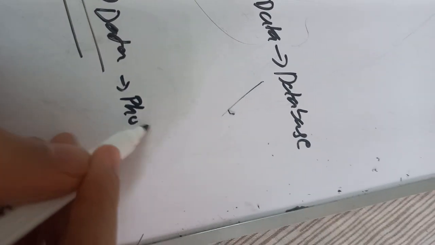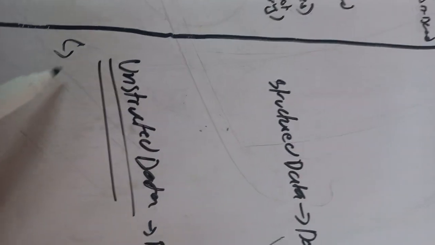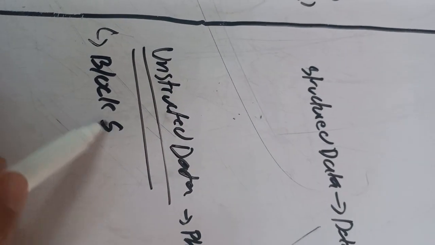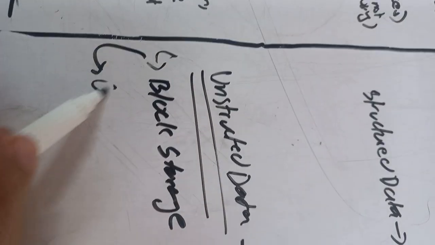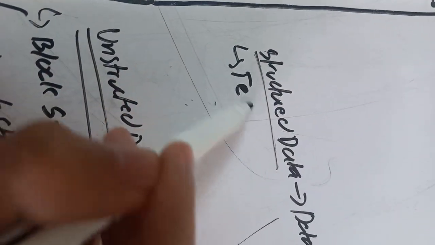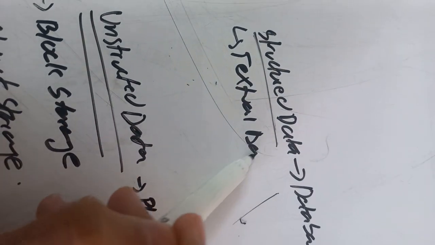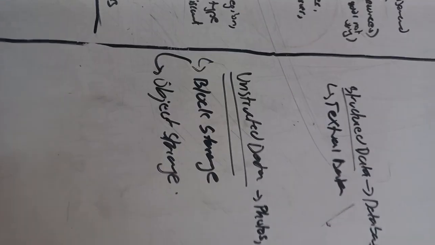But for unstructured data, for example your photos, your videos and all sorts of things like that, we are going to be using either block storage or object storage. And structured data is basically all of your textual data, right? So what's the difference between block storage and object storage?